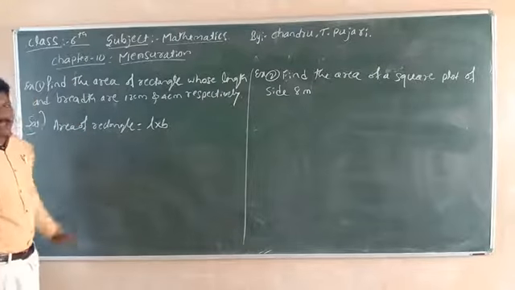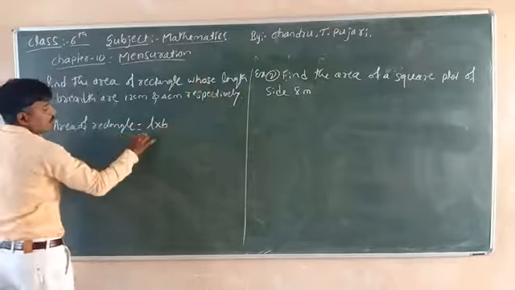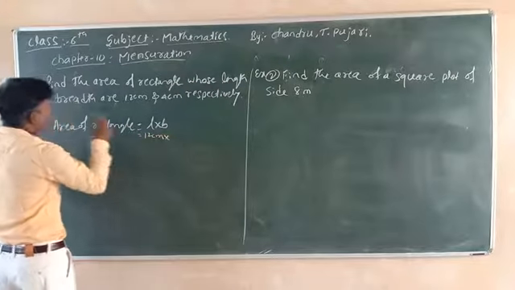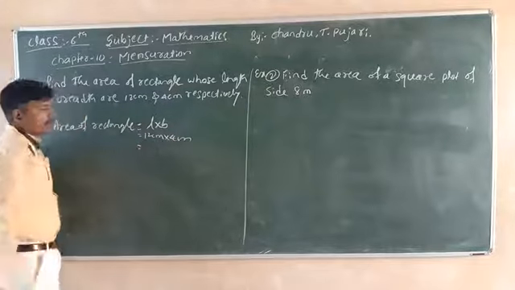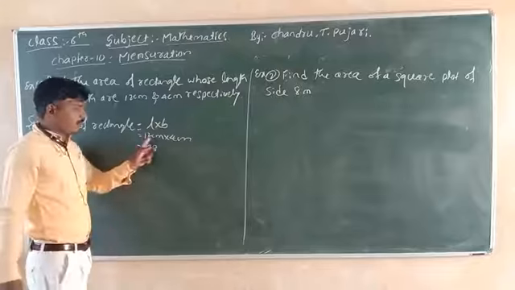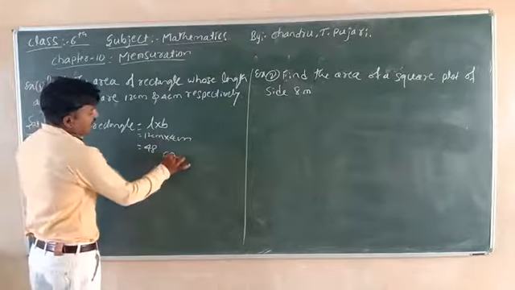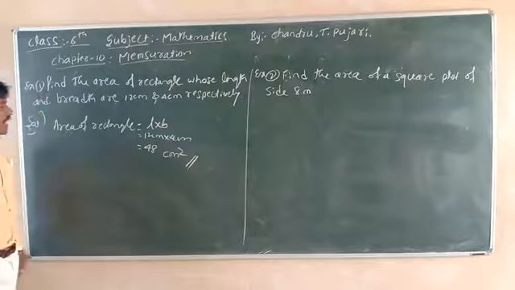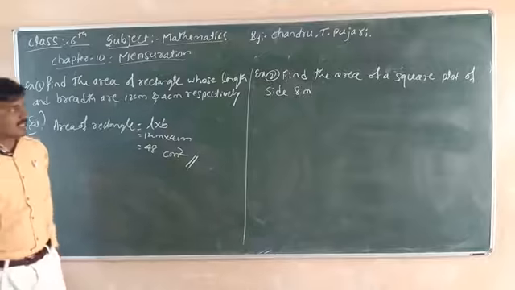Length is given, breadth is given. Therefore, length is 12 cm, breadth is 4 cm. Equal to 12 fours are 48. Centimeter into centimeter is centimeter square. Therefore, area of the rectangle is 48 centimeter square. Very easy question.